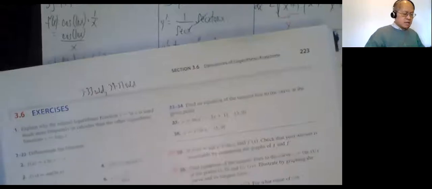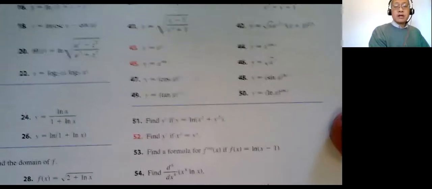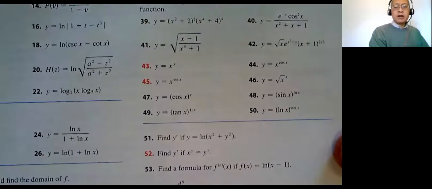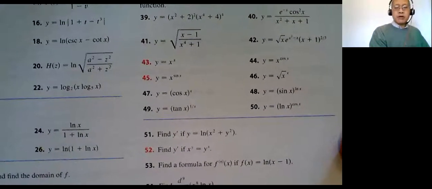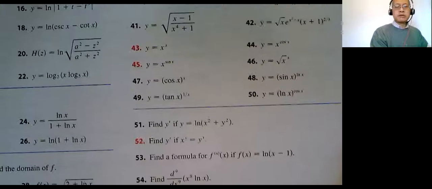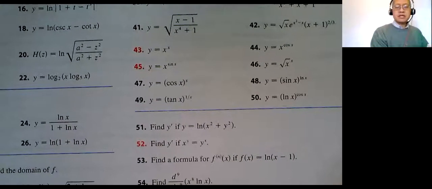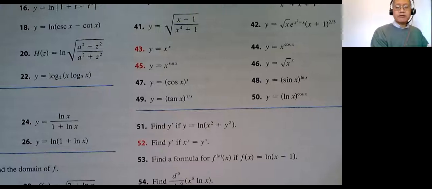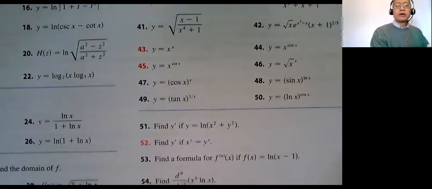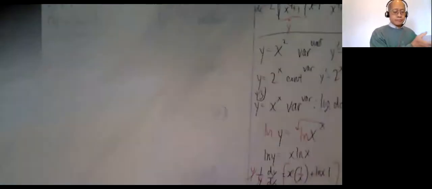The other main instance of logarithmic differentiation is if you have, look at 43 and on, a variable to a variable expression, like 43 x to the x, 45 x to the sine x, 49 tan x to the 1 over x. Those are also cases of logarithmic differentiation, okay?